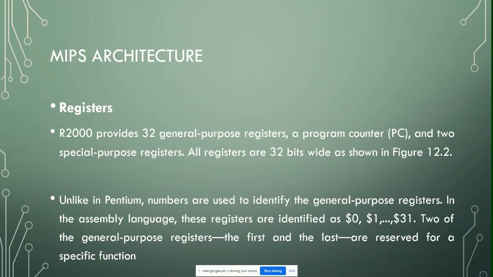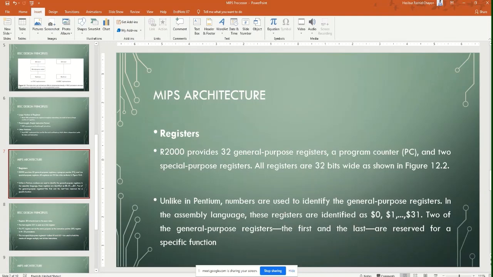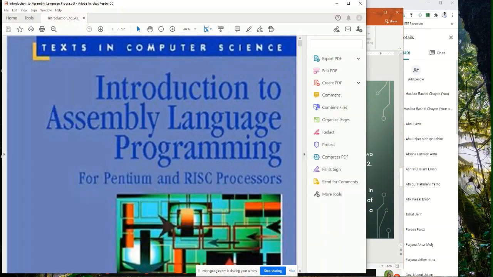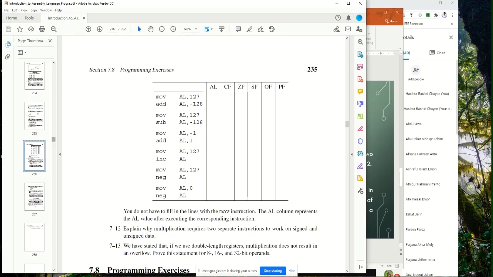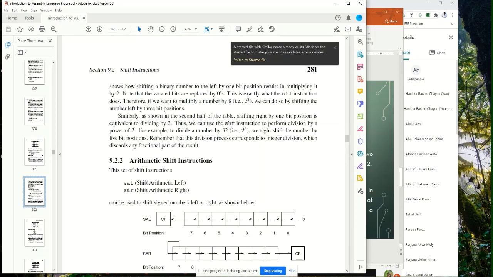But here we generally have 3 types. One is the general purpose registers, of course a program counter, which we know is a very simple one, and 2 special purpose registers. Please remember these 3 types. General purpose registers are very similar to the CISC processor, where we also have general purpose registers like data registers. By the way, there are 32 general purpose registers, one 32-bit program counter, in short PC, and 2 special purpose registers, and all of them are 32-bit wide. Let us see the picture in figure 12.2, which shows these 3 types of registers. Let me show you. It is on this page.